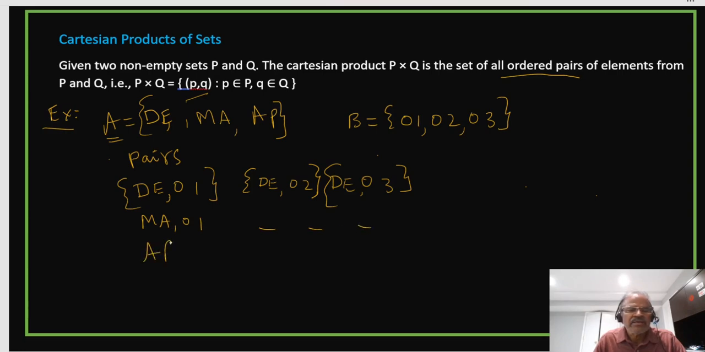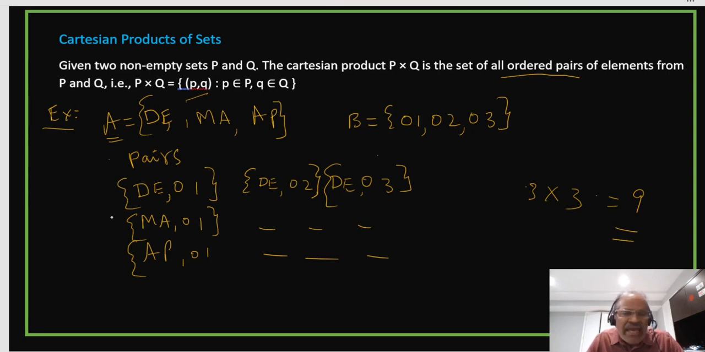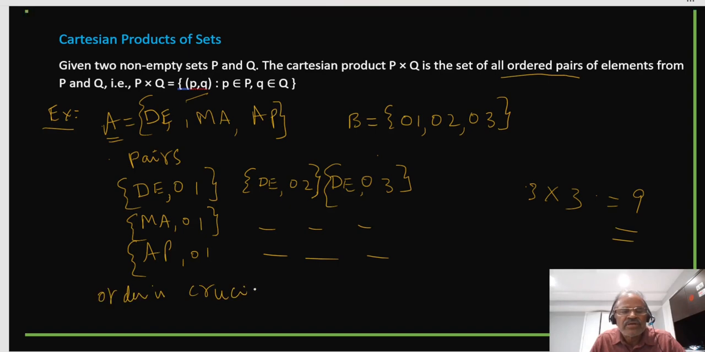and AP 01. So total will be how many? 3 into 3, total 9. This is the Cartesian product. So 9 pairs can be made from these two sets. Also note that order is crucial, very important.